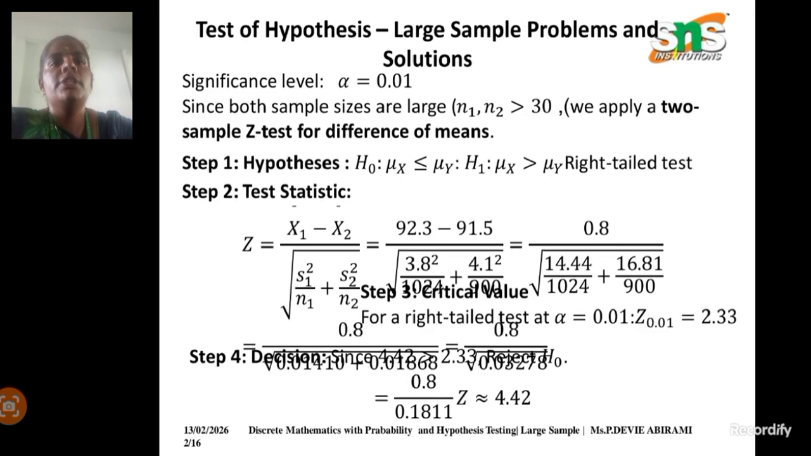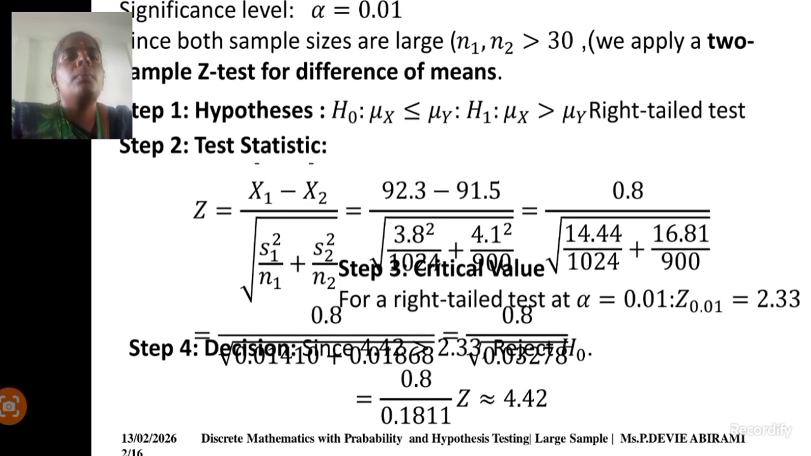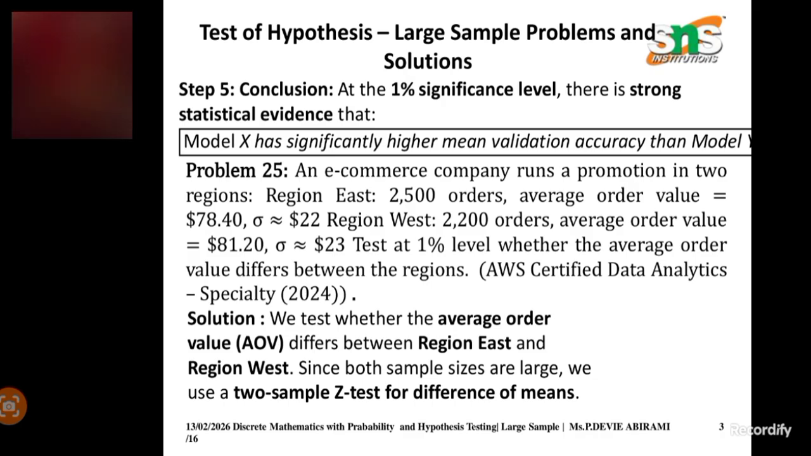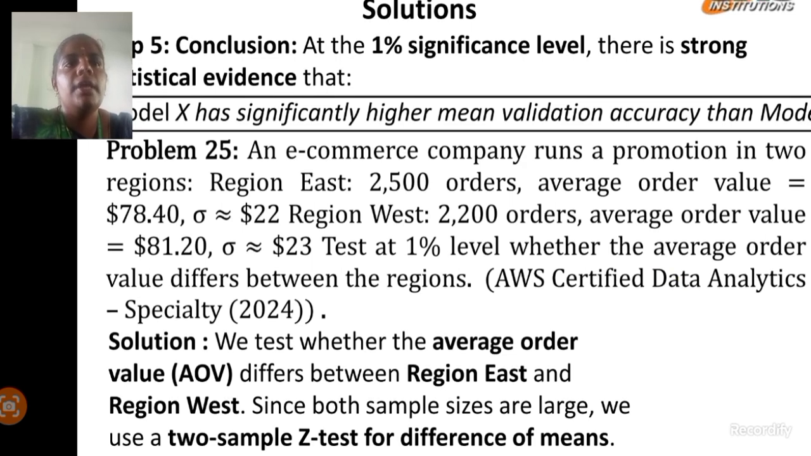So we have to test the significance of the two hypotheses by using the Z test formula. The Z test formula is x1 bar minus x2 bar divided by the square root of s1 square by n1 plus s2 square by n2. We know all the values of this problem, and if I solve it we will get the answer as 4.42. They have mentioned that the level of significance is 1%, which means 0.01. At 0.01 the table value is 1.94, which is much smaller when compared to our calculated value. So model X has a significantly higher mean than model Y.